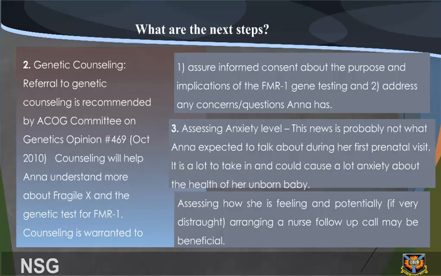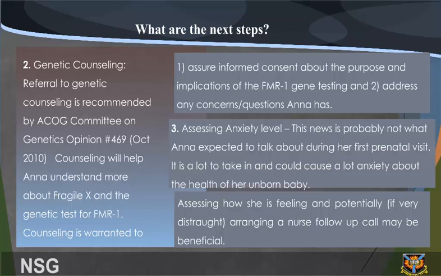1. Assure informed consent about the purpose and implications of the FMR1 gene testing, and 2. Address any concerns or questions Hannah has.